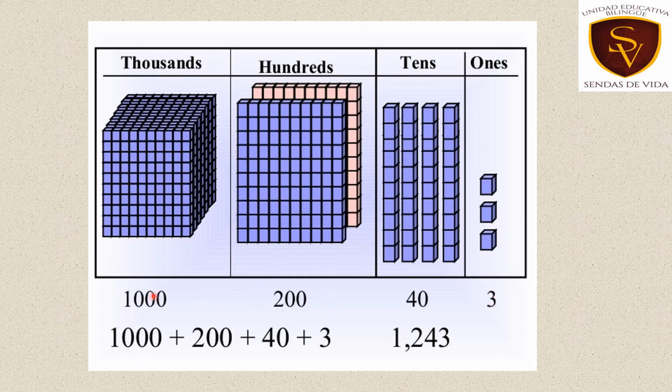So these numbers are the same. They are here, 40 and 3. So all these numbers, all of them together are 1,243. Can you repeat after me? 1,243. One more time. 1,243. Good. Let's continue.